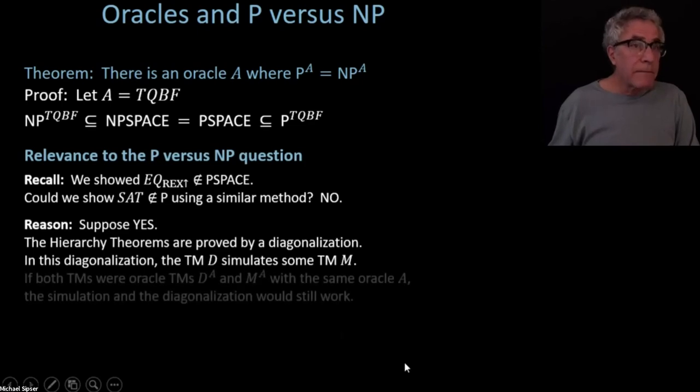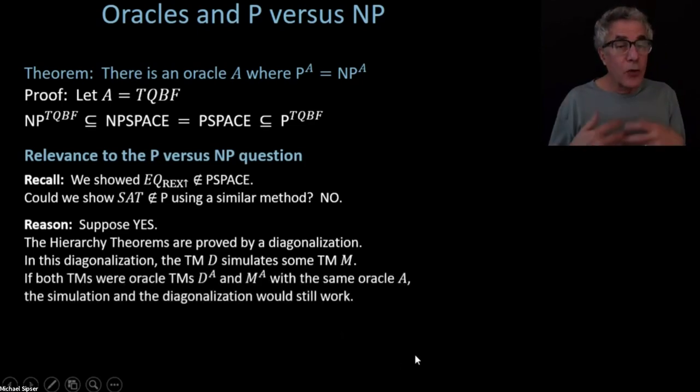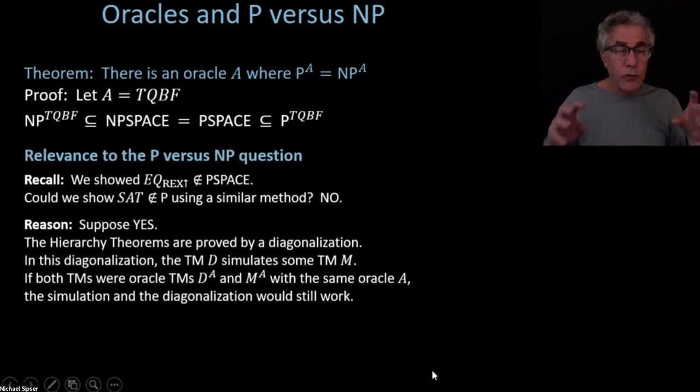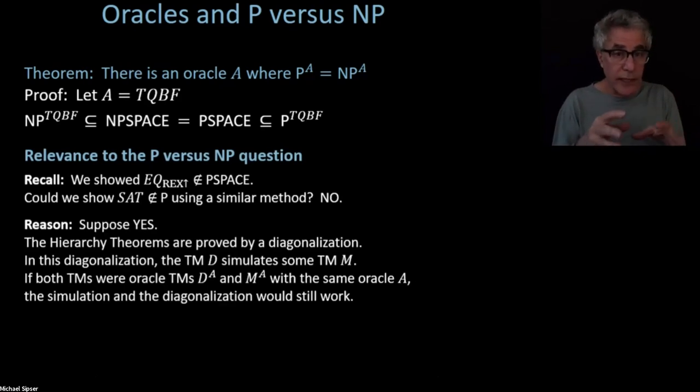Well, that simulation, if we provide both the simulator and the machine being simulated with the same oracle, the simulation still works. Every time the machine you're simulating asks a question, the simulator has the same oracle, so it can also ask the same question and can still do the simulation. So in other words, if you could prove P different from NP using basically a simulation, which is what a diagonalization is, then you would be able to prove that P is different from NP for every oracle.